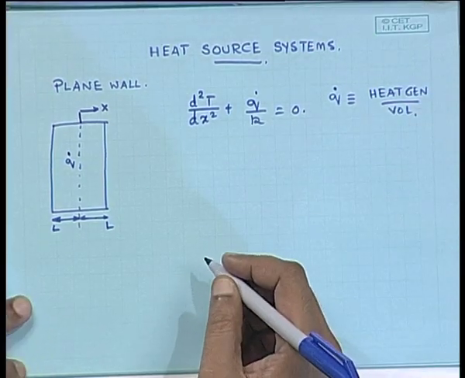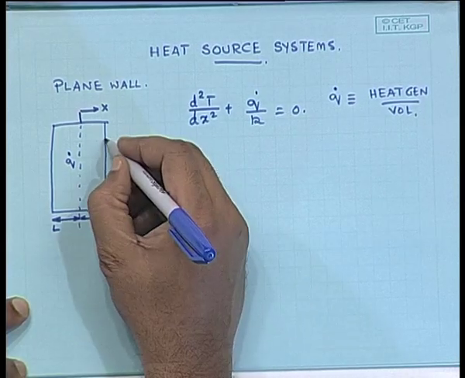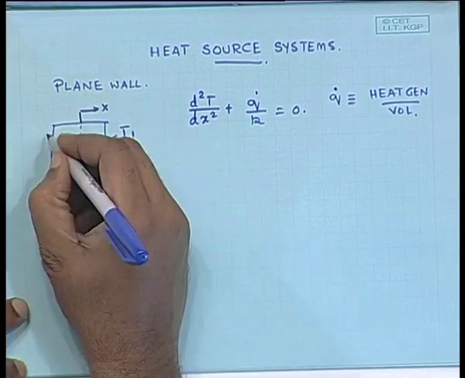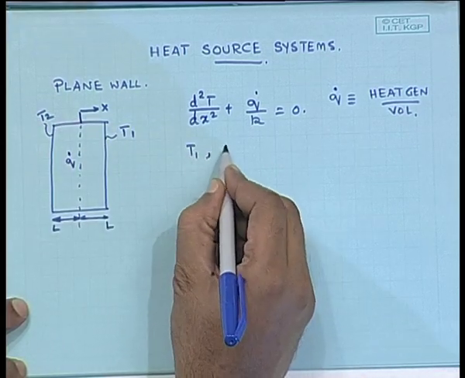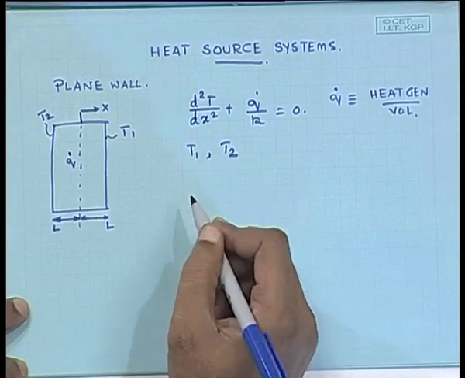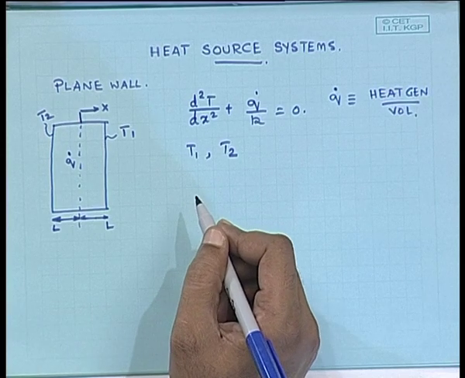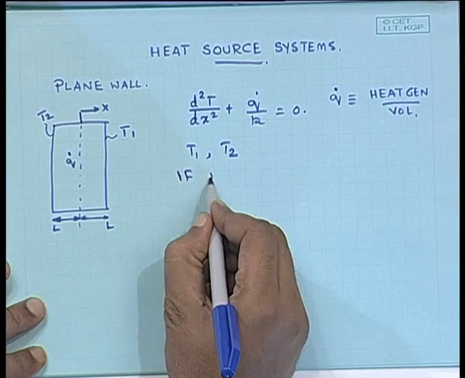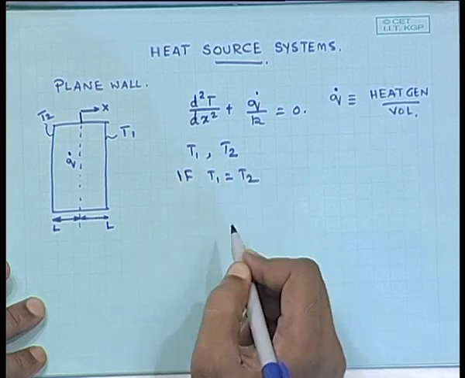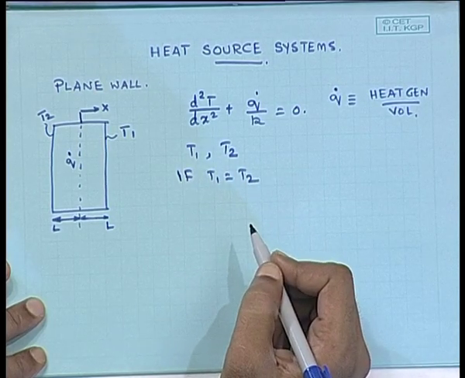So, what are the two conditions that one can specify? Let us say this is T1 and this is T2. These T1 and T2 are specified, that means you know the numerical values of them. If T1 is equal to T2, what kind of a distribution are you going to get?